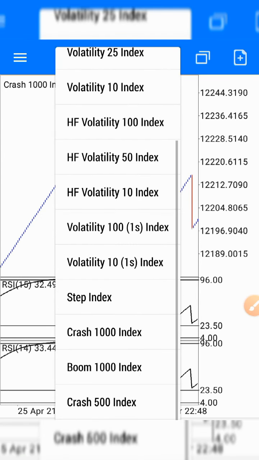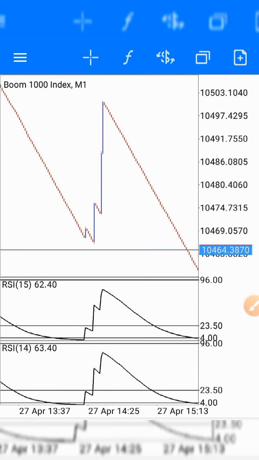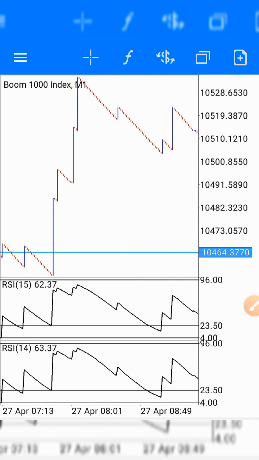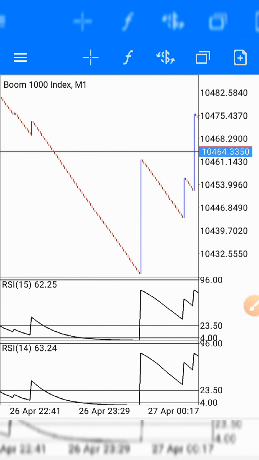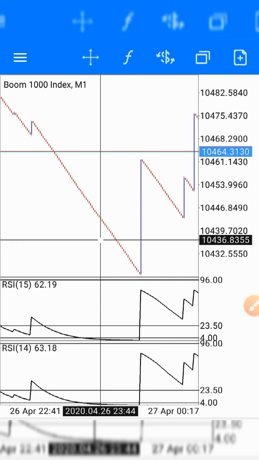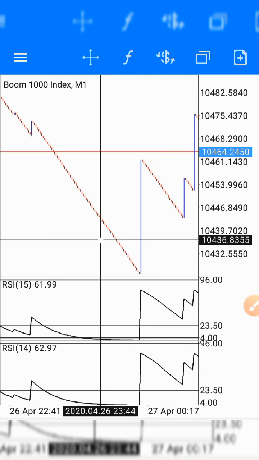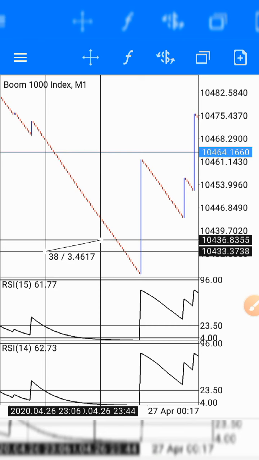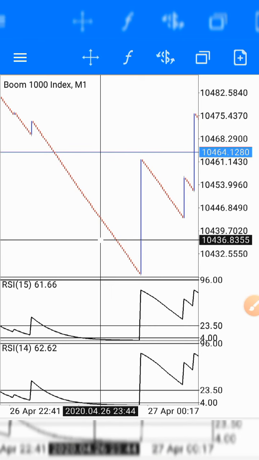Okay, let's talk about Boom 500 and Boom 1000. First of all, let me find the example for you guys. You guys always need a clearer example. Look here, that Boom also dropped. Look here, how many pips? Boom dropped, how many pips? Look here, Boom started going down.